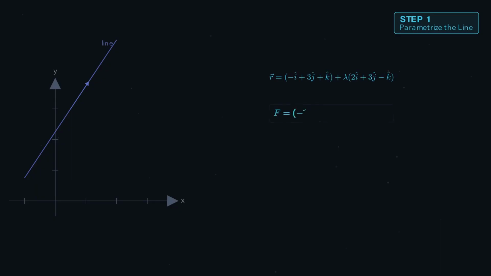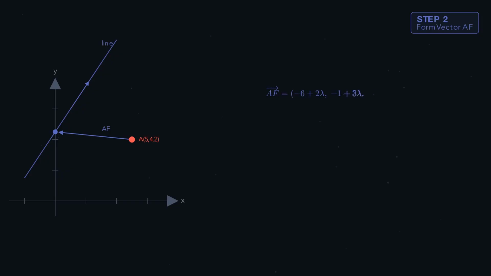The line passes through -1, 3, 1 with direction vector 2, 3, -1. Any point on the line is -1 plus 2 lambda, 3 plus 3 lambda, 1 minus lambda. We call this our candidate foot F. Now we form vector AF from the given point 5, 4, 2 to this general F. For F to be the true foot, AF must be perpendicular to the line's direction.